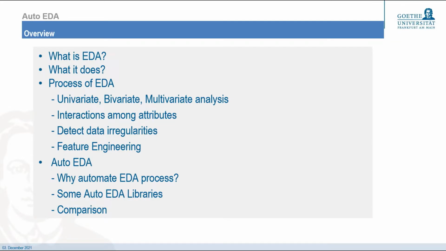Here is a quick overview for today's agenda. I will first introduce EDA and tell you what it can do for you. And then I will elaborate some of the EDA process, including univariate, bivariate, multivariate analysis, and how to find interactions among attributes, along with some data wrangling and feature engineering, which are actually quite essential. And then my colleague will introduce some Auto EDA libraries and give a comparison among these libraries.